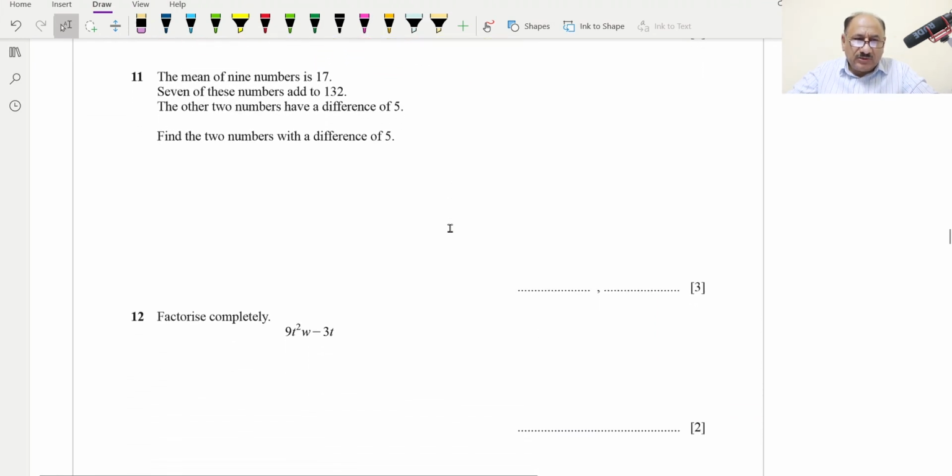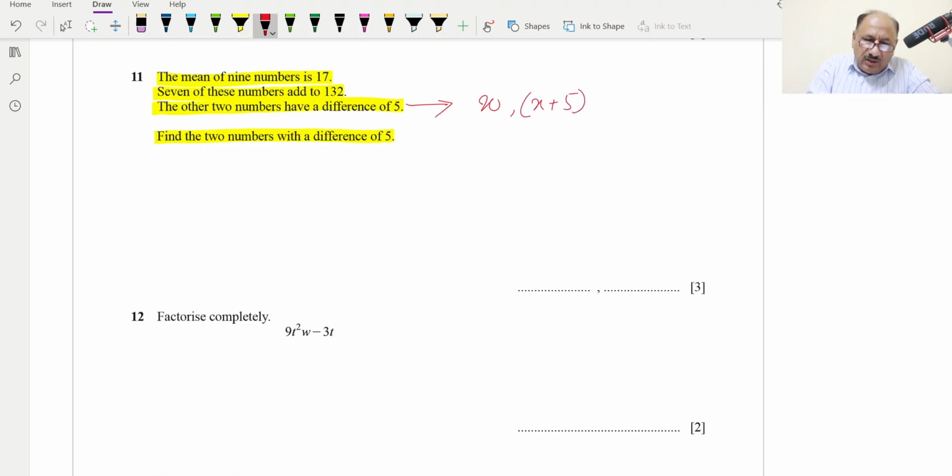Then the next question says that the mean of 9 numbers is 17. 7 of these numbers add to 132 and the other two numbers have a difference of 5. Find the two numbers with the difference of 5. So we can suppose that those two numbers are x and x plus 5. So these are the two numbers which we are supposing.